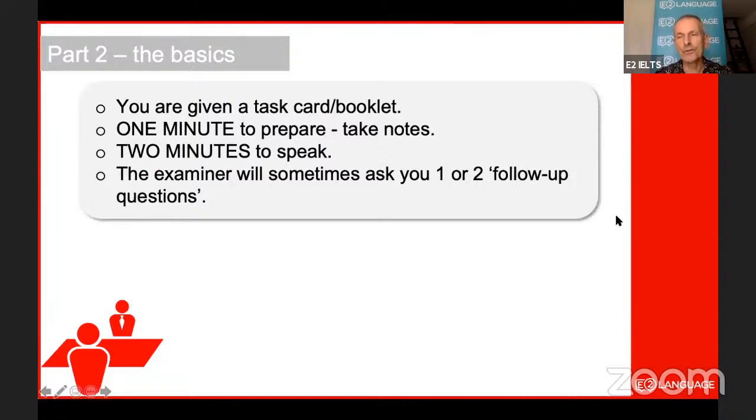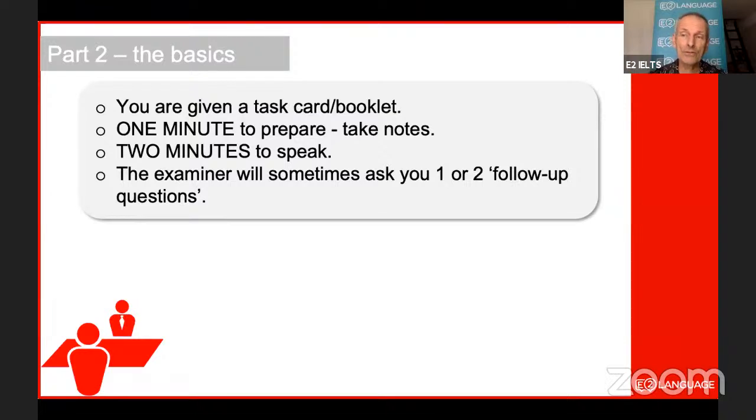So most of you know what to do, but just in case, you're given a task card. I'll show it to you in a minute. The examiner says, now, I'm going to give you a topic and I'd like you to talk about it for 1 to 2 minutes. And the examiner gives you the task card and paper and pen or pencil for making notes. So you get a minute to make notes. You can make notes if you want.